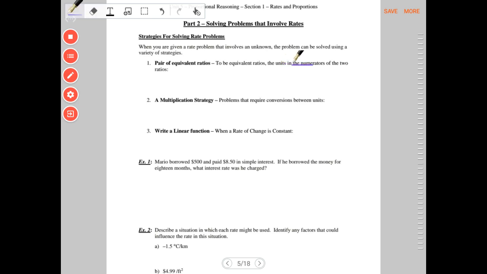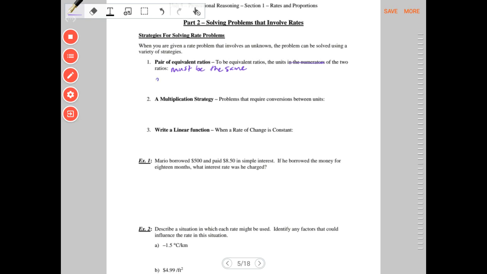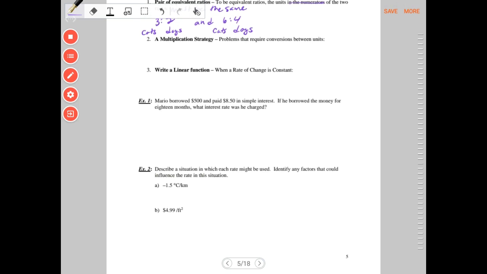Make sure I'm in pen mode. The units of the two ratios must be the same. So, for example, if I had the ratio of 3 to 2, let's say that that's cats to dogs, then a similar ratio, 6 to 4, would also have to be cats to dogs. Okay? We can use a multiplication strategy.